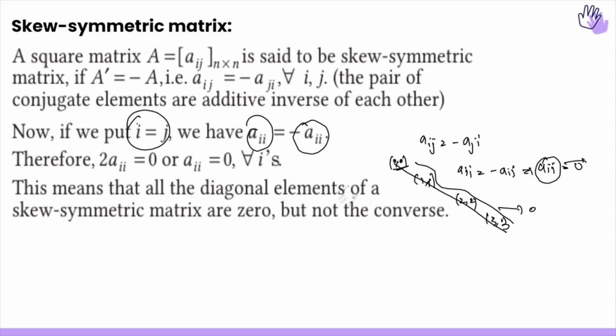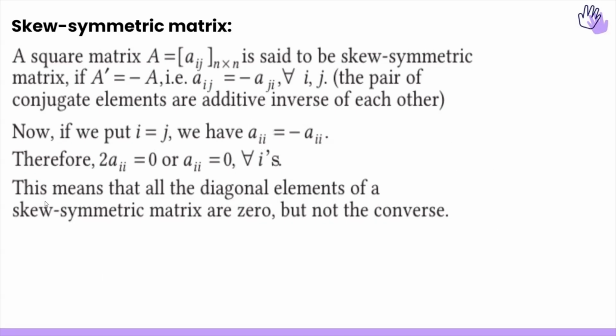So that means all the diagonal elements of a skew symmetric matrix are 0, but not the converse. Okay, not the converse in the sense that, assume I've given you a matrix and I've put all the diagonal elements to be 0, and I'm telling you that this is a skew symmetric matrix. I cannot say that. Okay, I even need to verify whether for the other elements aij is equal to minus aji or not. So I even need to cross-check here. Not just because the diagonal elements are 0, the rest of the elements will also be negatives of each other. That's not how it works. You need to check it manually. Okay, so that is the definition of a skew symmetric matrix.